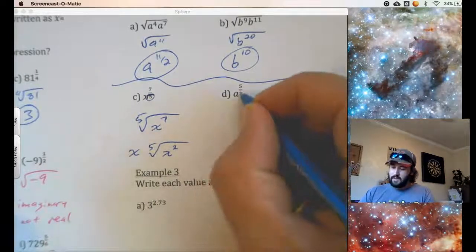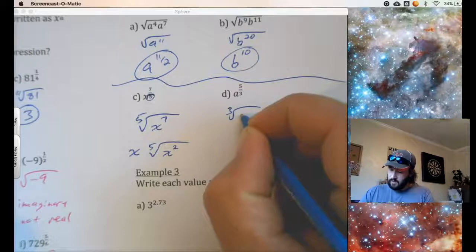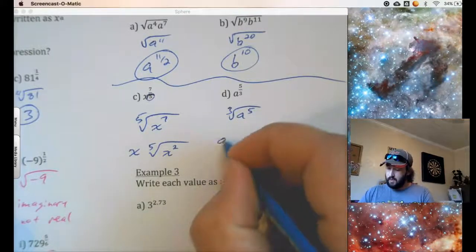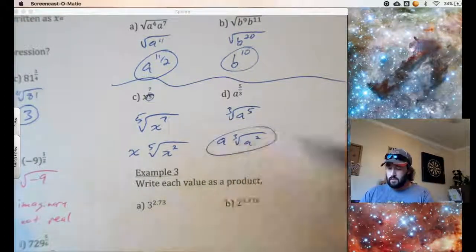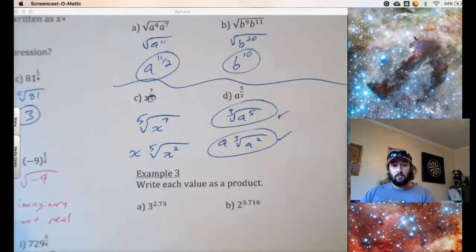All right, same sort of idea here. The bottom number is my root, so 3rd root of a to the 5th. And look, there's one group of 3, so I can take 1 out, and I'm still left with a remainder of 2. Either way you want to write that is fine. Apex could give you either one as well.